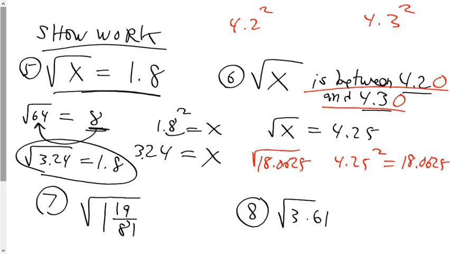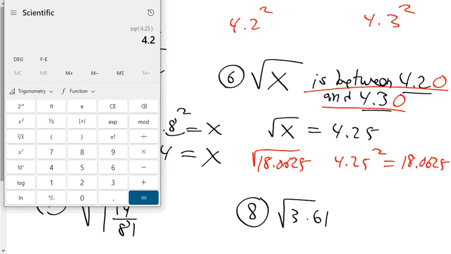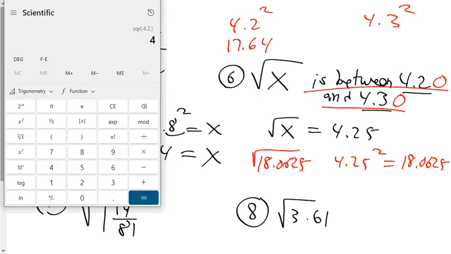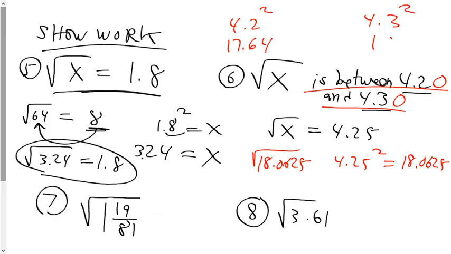4.2 squared is 17.64. 4.3 squared is 18.49. If you did this, what do you think I'll choose for a number if I said the square root? Would you think 18 is a good one?